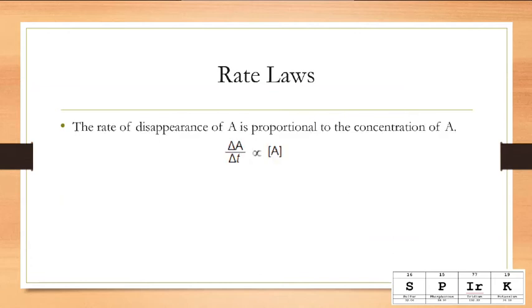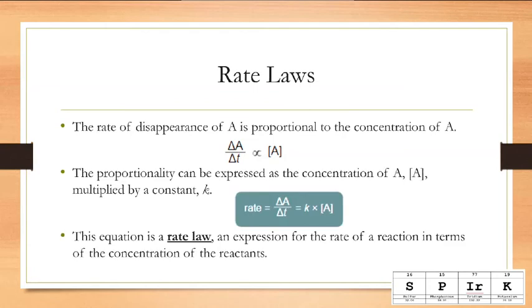The rate of disappearance of A, or A to B, is proportional to the concentration of A. The proportionality can be expressed as the concentration of A, or a bracketed A. Brackets around an element or a compound means concentration, multiplied by a constant K. So the rate equals K times the concentration of A. This equation is a rate law, an expression for the rate of a reaction in terms of the concentration of the reactants.